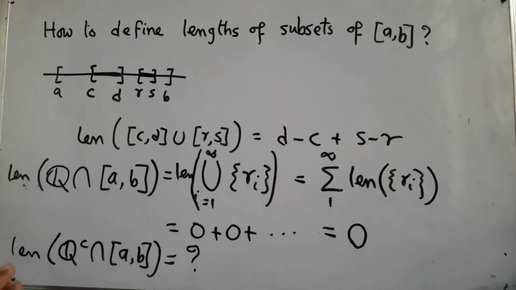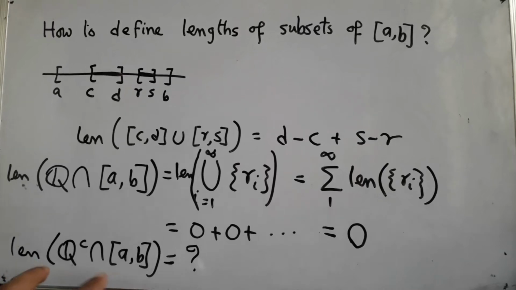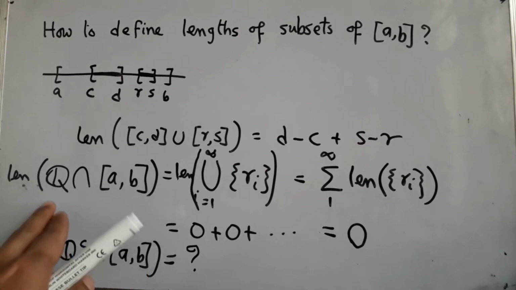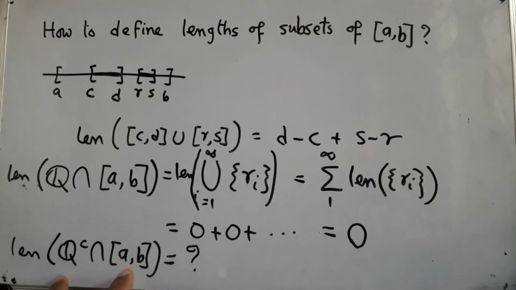In this exercise, you have to work out the length of the set of all irrationals in the interval AB. We worked out the set of all rationals, but now you have to do it for the set of all irrationals.